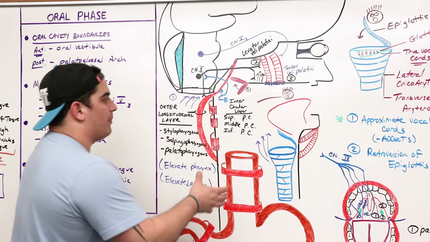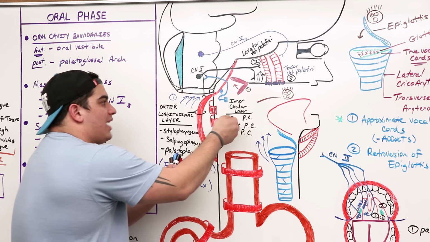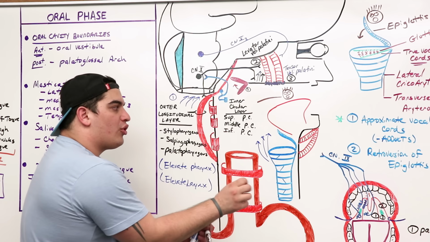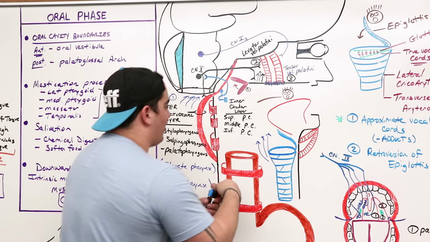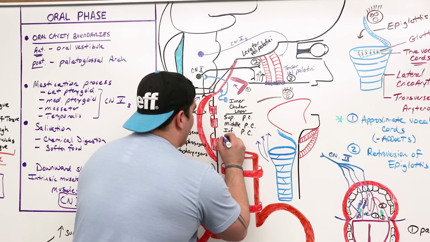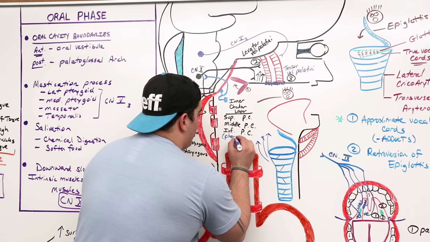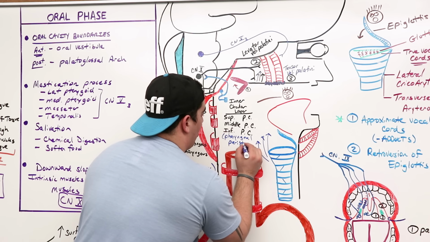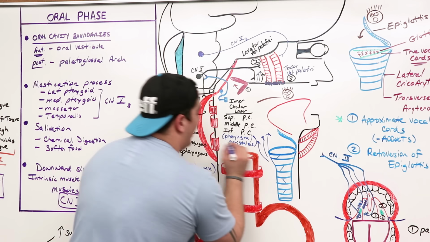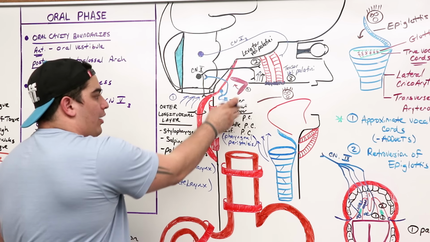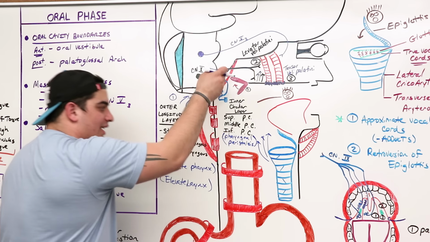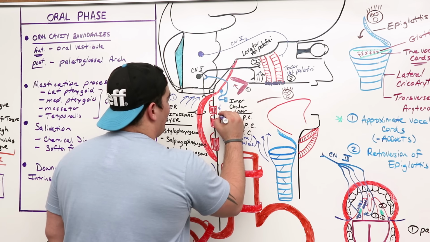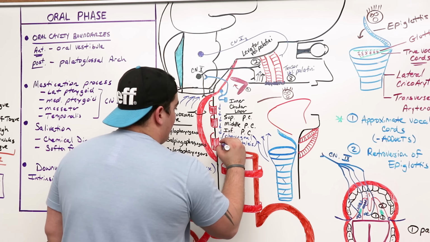So now watch what happens. The bolus is going to come down. Once it comes down, these muscles are going to undergo what's called peristalsis. So they're going to undergo a process called pharyngeal peristalsis, which is just like that alternating wave of contraction and relaxation to push the bolus down. Such an amazing mechanism. So this is going to push the bolus down.